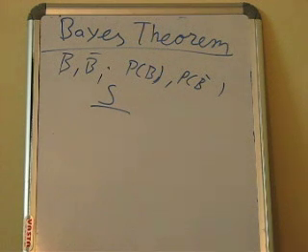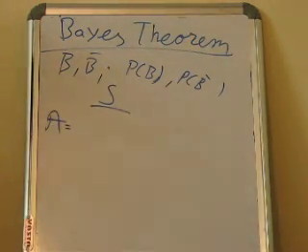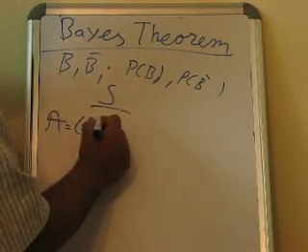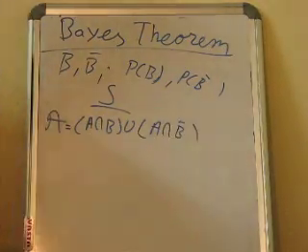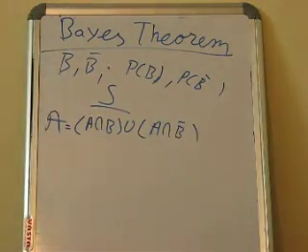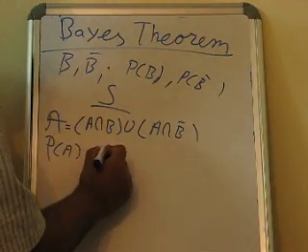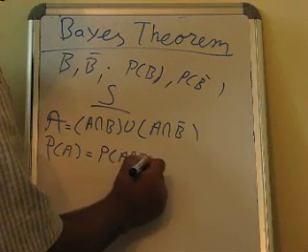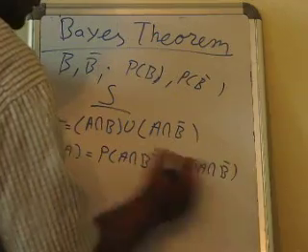Now we know that A can be partitioned into two disjoint sets, just as we proved some time back. What is A? A is nothing but the union of A intersection B and A intersection B bar. So if I take the probability of these two events, and by using axiom 3, what you will get is probability of A is equal to P(A intersection B) plus P(A intersection B bar).